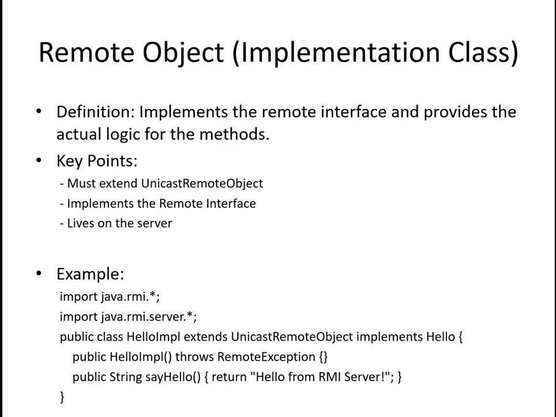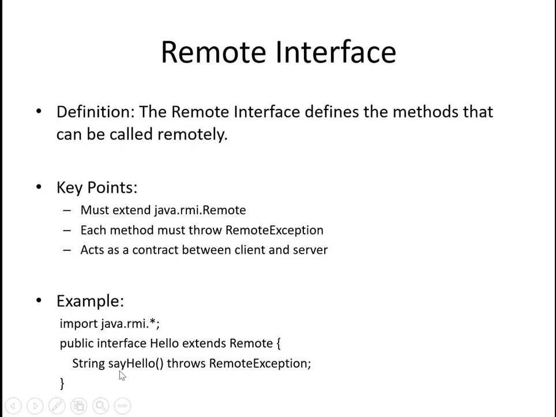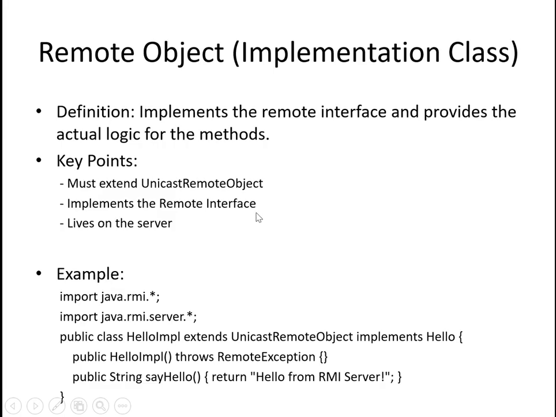Next, we write the real classes that do the work. Look here. In an interface, we write the abstract methods. In the remote object, we are going to write the real classes that do the work. This is called a remote object, or you can call it an implementation class. And this is the example code for implementing the remote object.